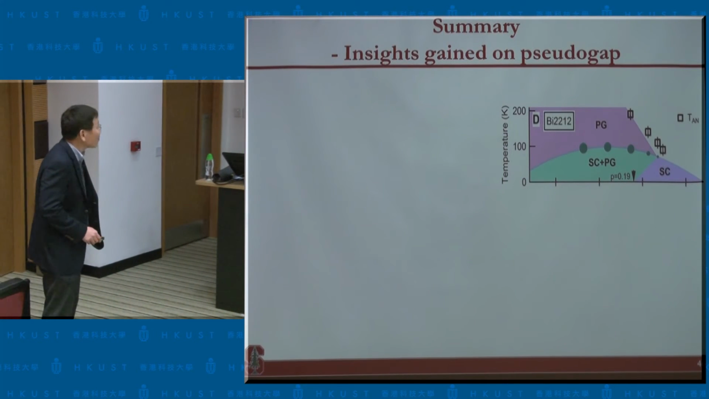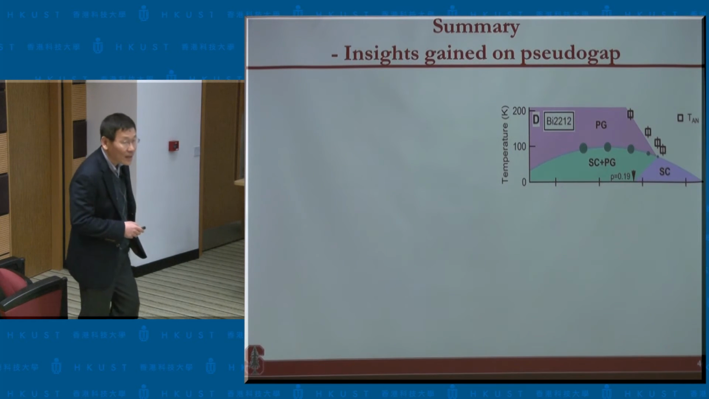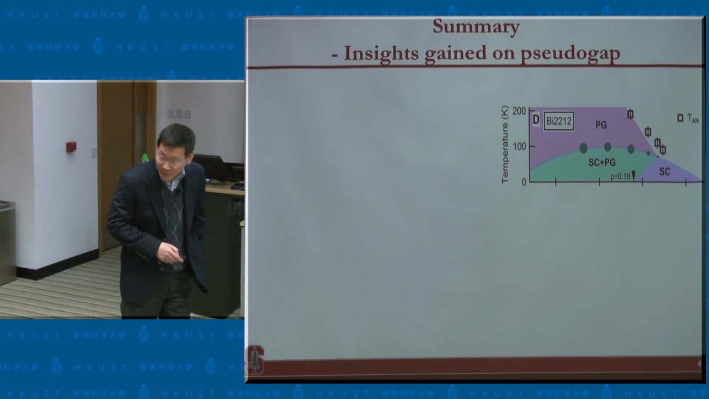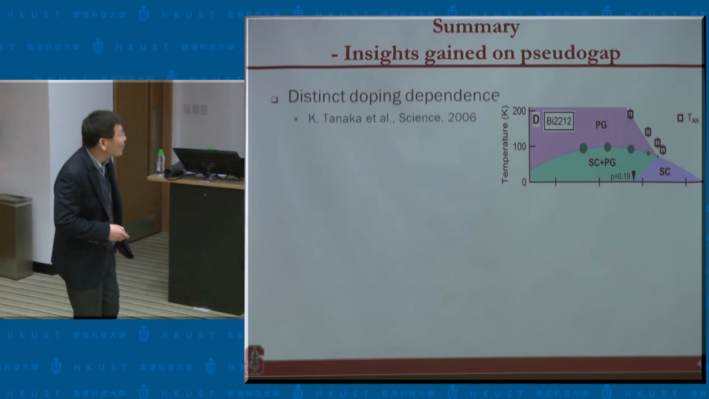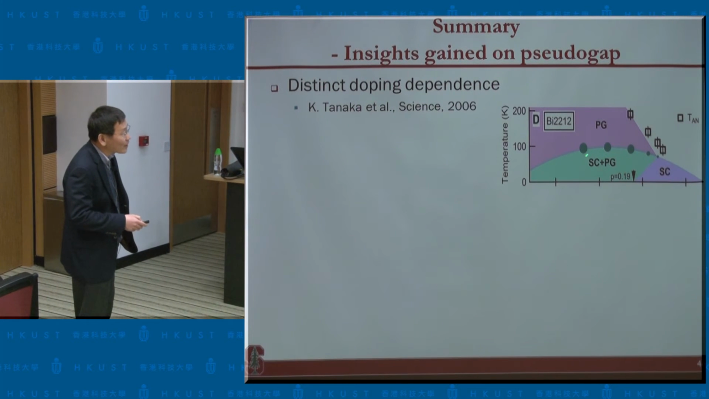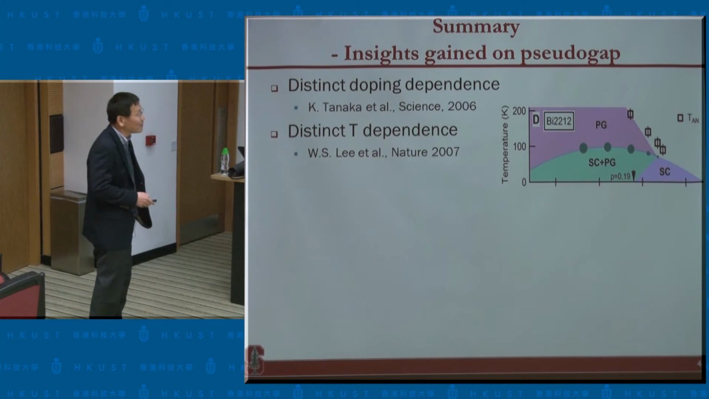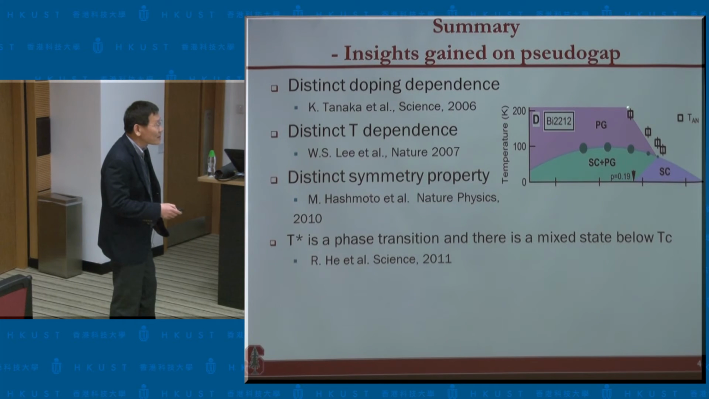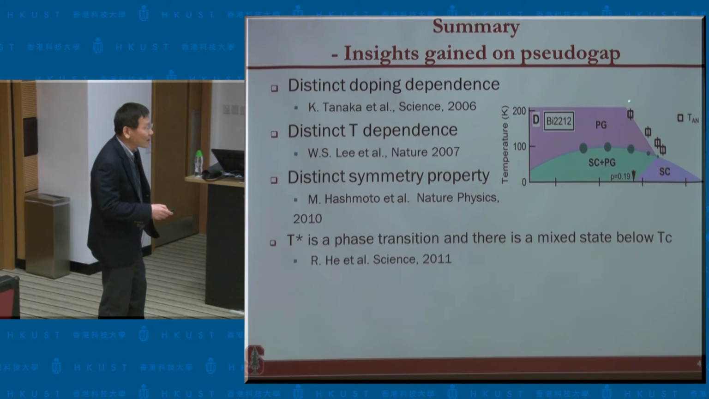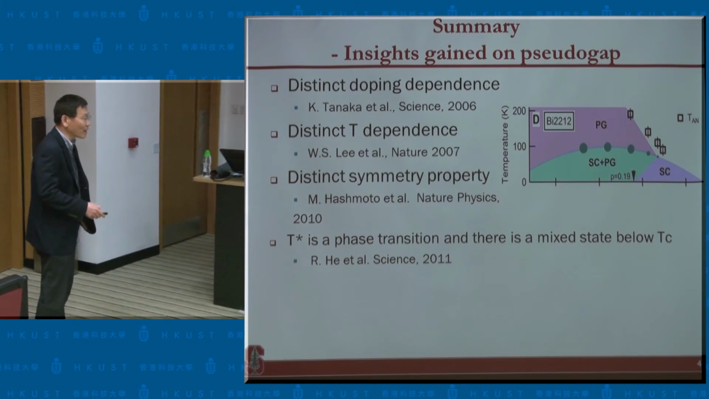So let me just summarize it. Through a systematic study, I think we gain more insights on the phase diagram, in particular, the possibility of a critical point inside the superconducting dome. This innocent-looking superconducting dome is much richer than we have thought. Okay? And we show that the pseudo gap and the superconductivity has a distinct doping dependence, has a distinct temperature dependence, and has a distinct symmetry properties. And this T star for one of the systems actually is a phase transition. And below that, there's a mixed state below the superconducting transition temperature.